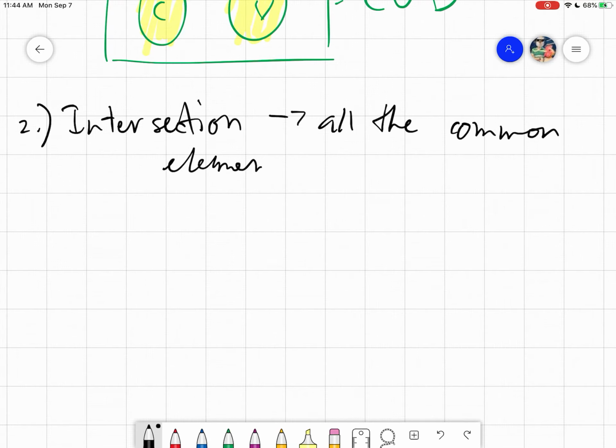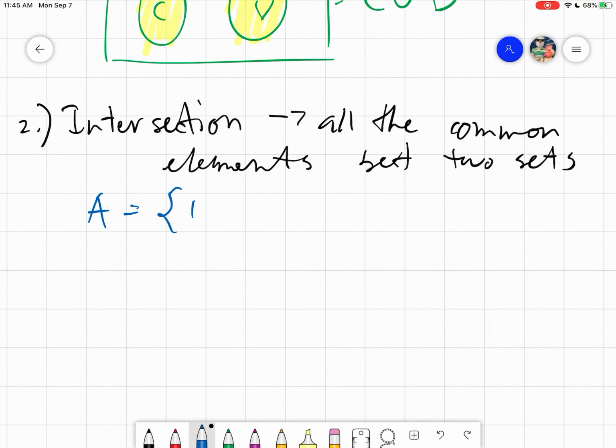All the common elements between two sets. Okay? Ang aim lang natin dito is we want to get the commonality between the two. So for example, we have set A. We have set A is equals to 1, 2, 3. And then we have set B is equals to 3, 4, 5.